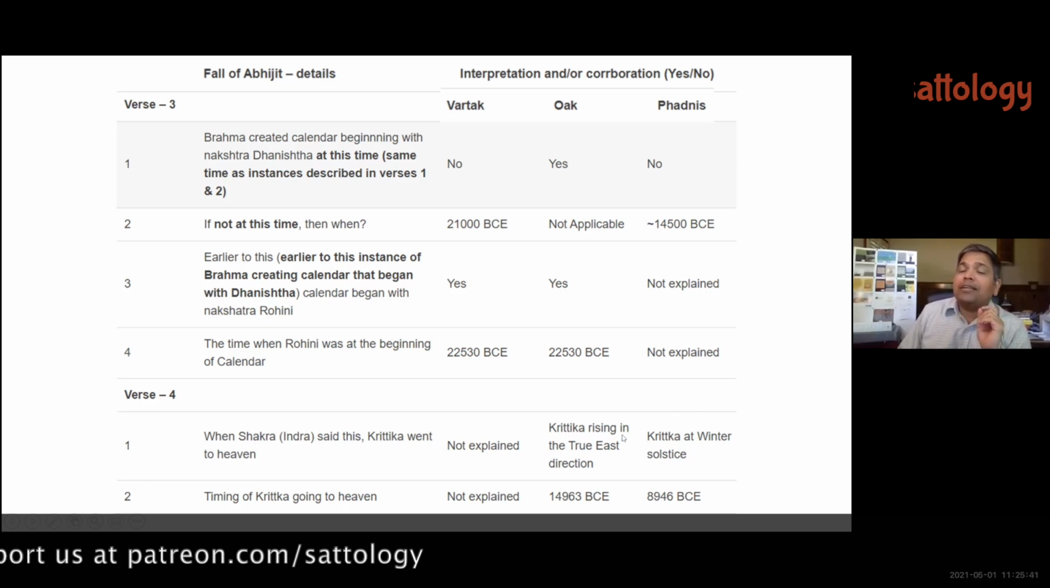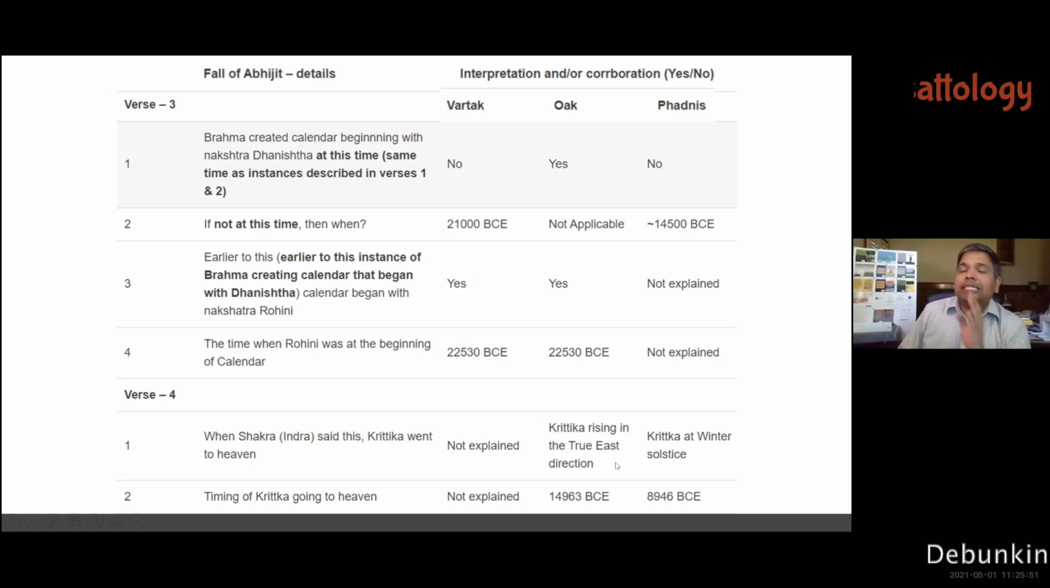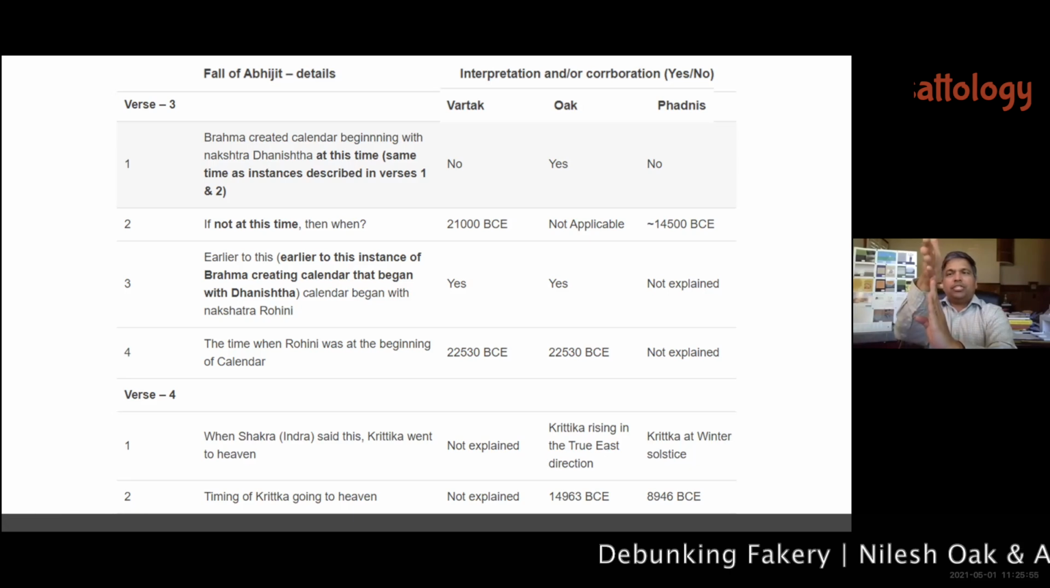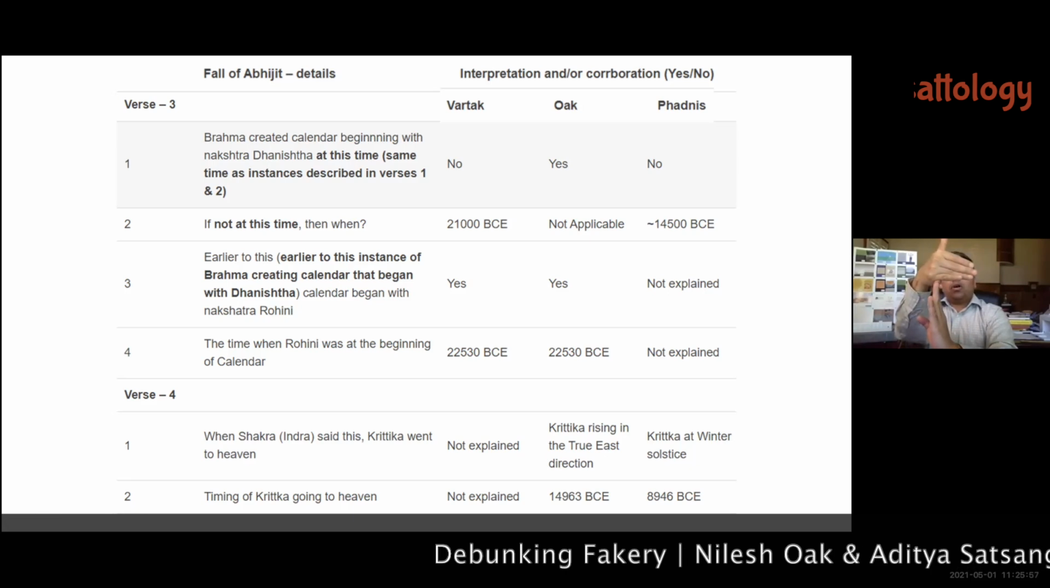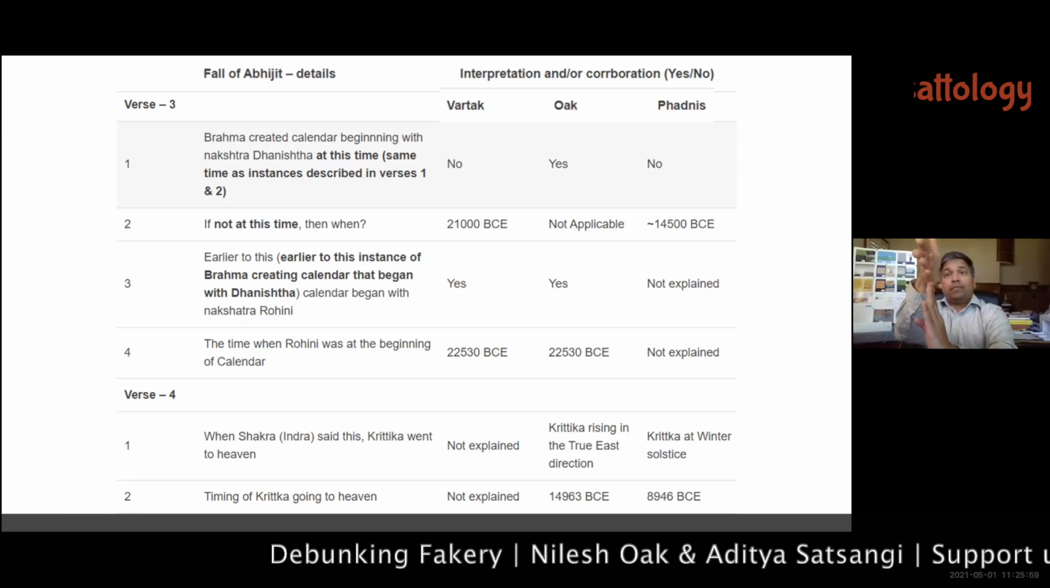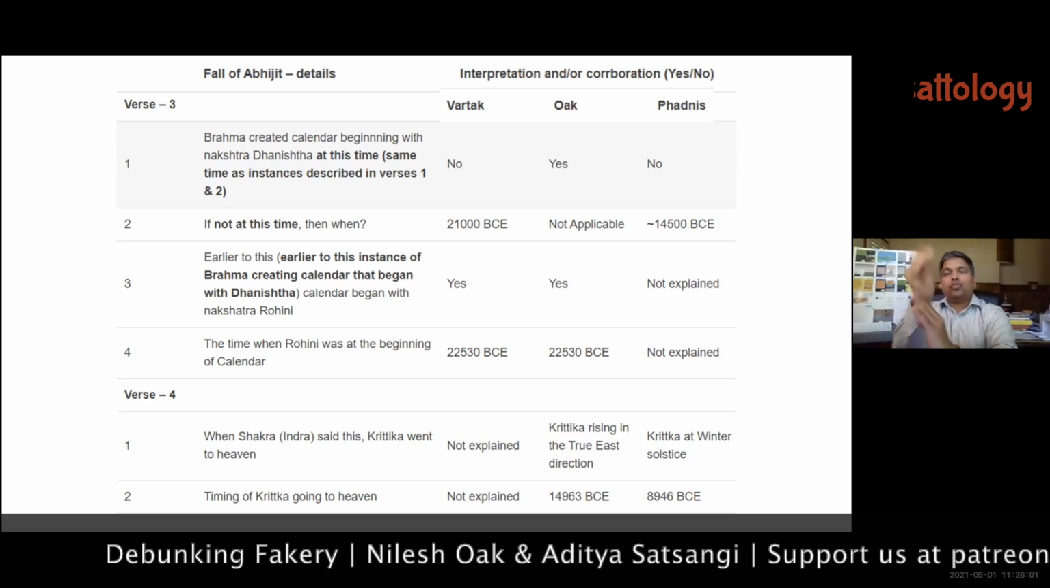Fadnis says Krittika at a winter solstice. Why is it called this suddenly, or what is the significance of Tridivam being at winter? I am saying Krittika rising exactly at the east direction. Okay, Shakra is talking about it, but the east direction. From there, you can look in the north also. You are on the equator. You can look in the east, but you can also look in the south.